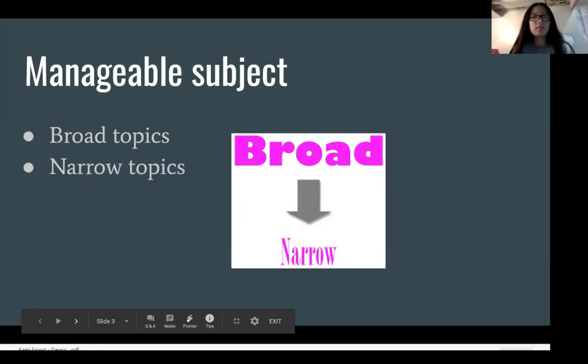Manageable subjects, broad topics and narrow topics. Remember that the subject of a paper must be manageable within the constraints of time and space that are given. Broad subjects must be narrowed down to something that the writer can cover adequately. Some examples of broad and narrow topics include: the effects of cigarette smoke would be considered a broad topic and should be narrowed down to the effects of parents' secondhand smoke on small children.